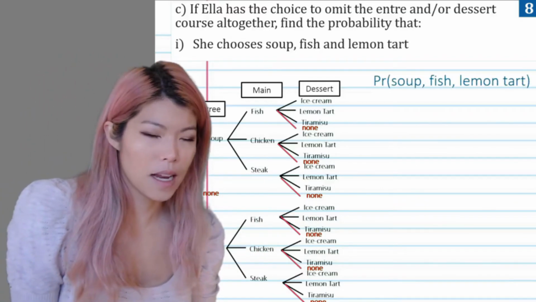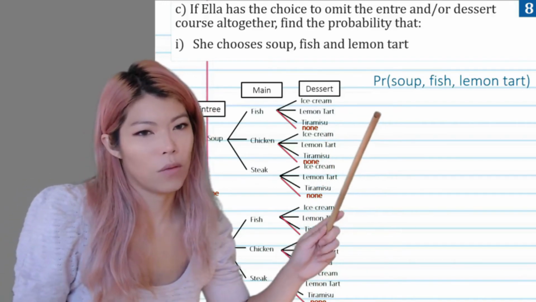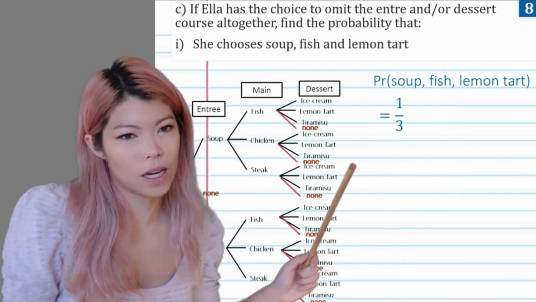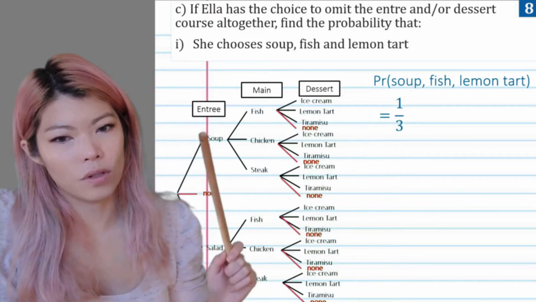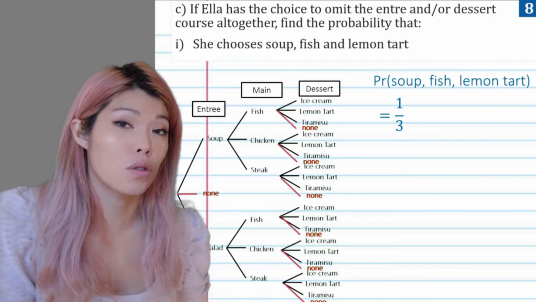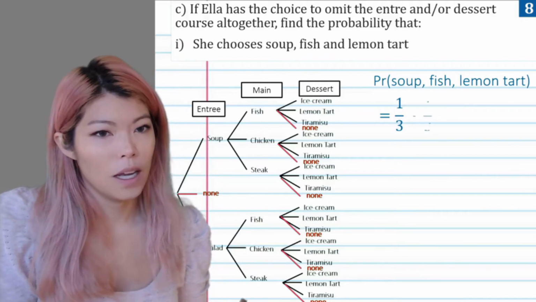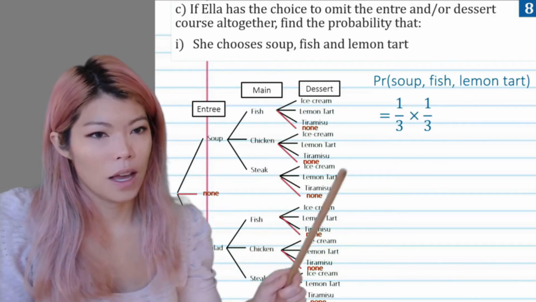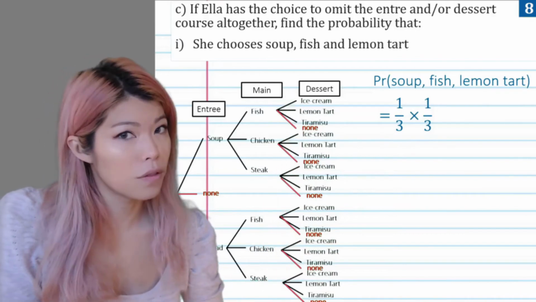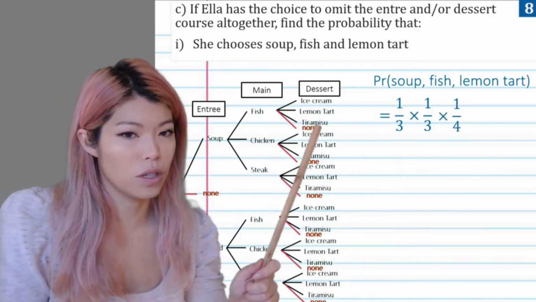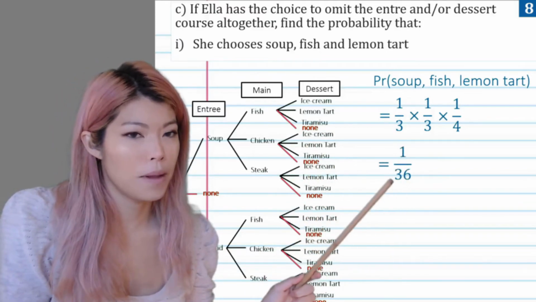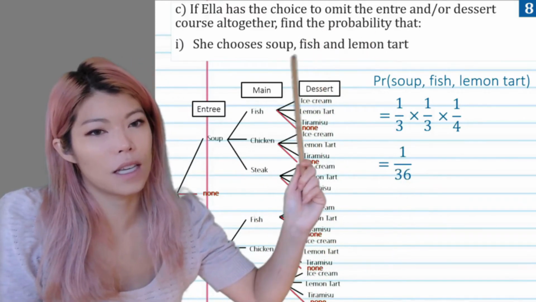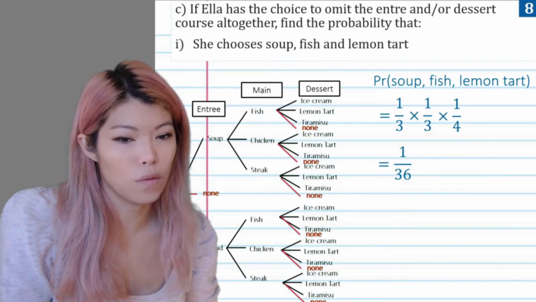So instead this time, let's work it out by working out what soup is, what fish is, and what lemon tart is. The probability of getting soup is now not 1 out of 2, but 1 out of 3, because she could choose none as an option. Then fish is still 1 out of 3, and the lemon tart is now 1 out of 4, because she could choose none as an option. So now the probability of choosing soup, fish, and lemon tart, given that she can skip the entree or dessert, is now 1 over 36.